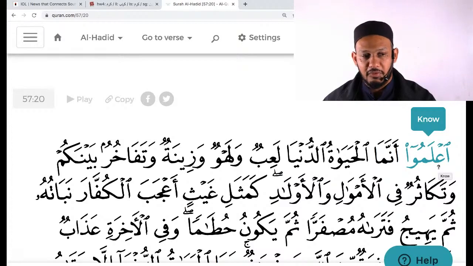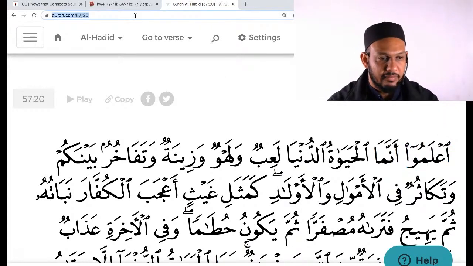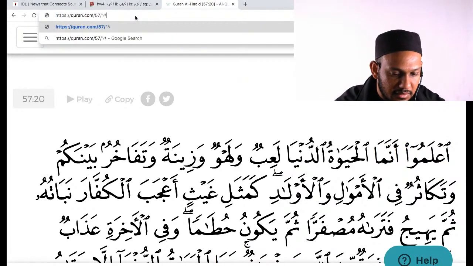It's Quran.com I'm using. This is the Medina Mus'haf. The Indo-Pak Mus'haf looks a bit different. I generally personally read from the Medina Mus'haf. 19 to 20. Oopsie.